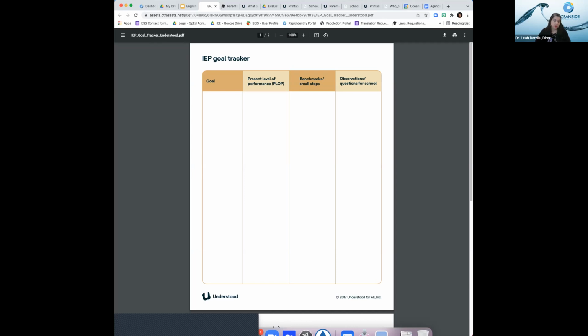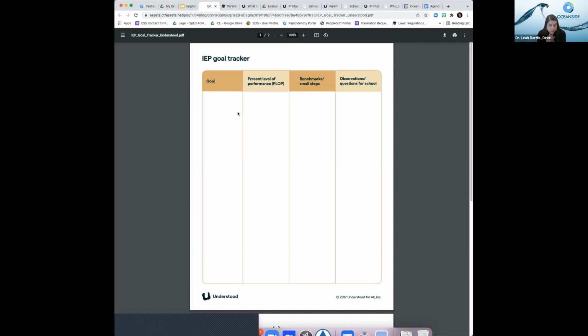So let's say the goal was that your child would learn 8 of their 10 Fry's sight words, okay? And so they did a present level performance and they gave a small assessment, and he did not know any of those 10 sight words. So the baseline would be 0 out of 10 of those sight words.